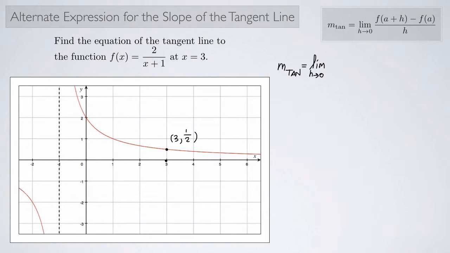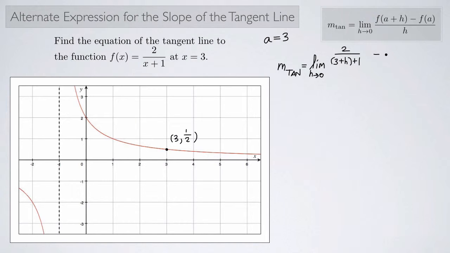Remember, a is the x coordinate here. That's 3. So let's just make a note here. A in this case is going to be 3. So this is going to look like 2 over, and then in place of the x here, we're going to put a plus h, or 3 plus h. So that's going to be 3 plus h plus 1.